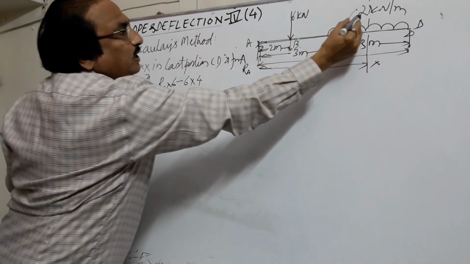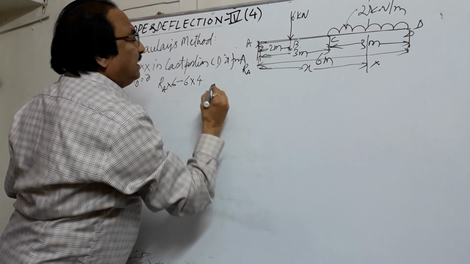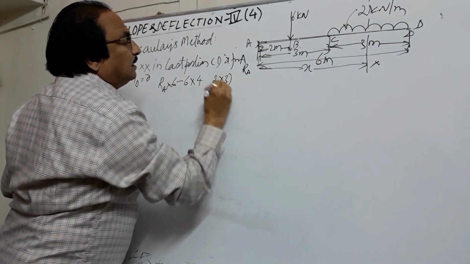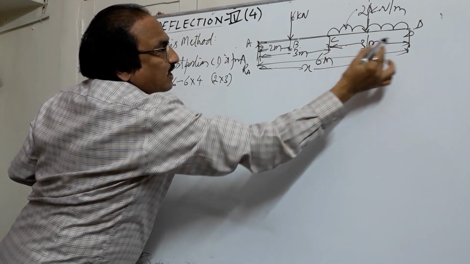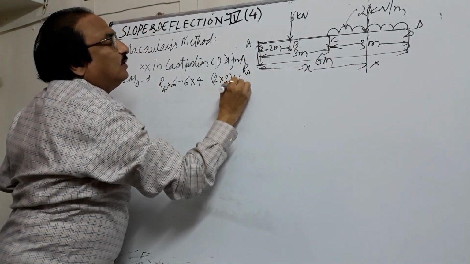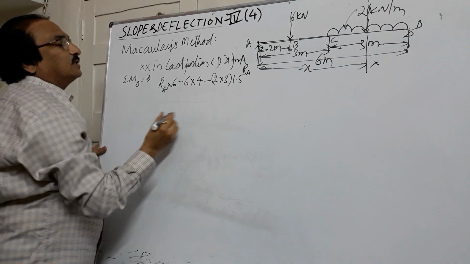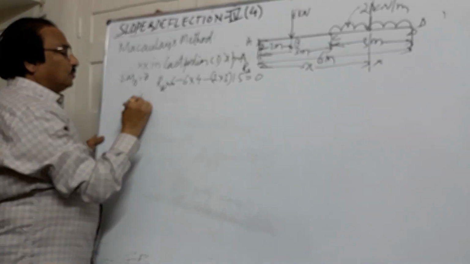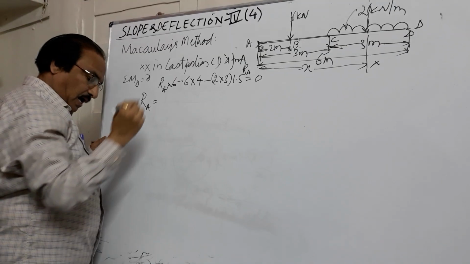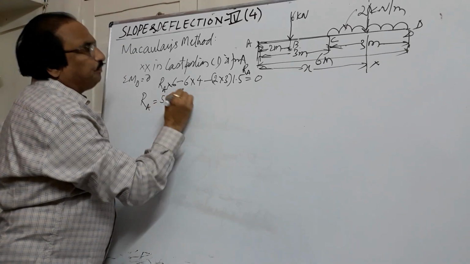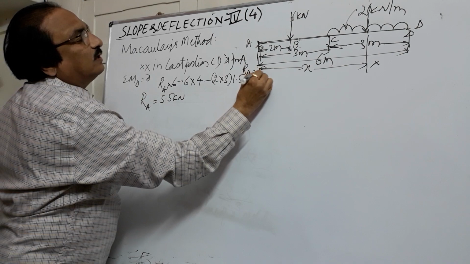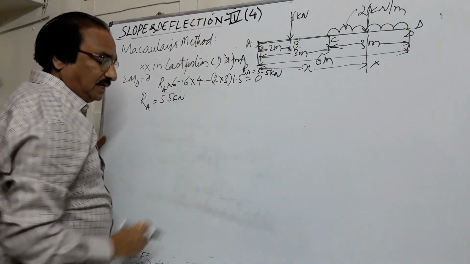Then coming to this UDL, the total UDL is 2 into 3. This UDL will act at the center. So this is 3, 1.5 and 1.5, and the distance from here is 1.5. This is rotating in the anti-clockwise direction. This must be equal to 0. So you get the value of reaction RA equal to 5.5 kilonewton. So this is the first thing you have to find out, the 5.5 kilonewton reaction.